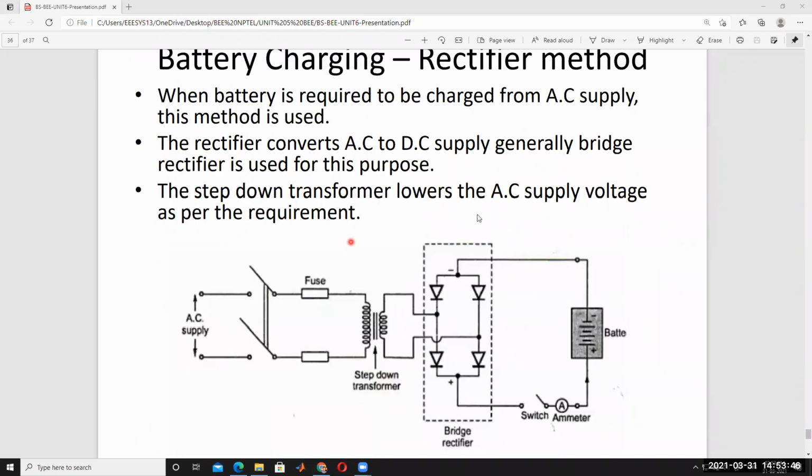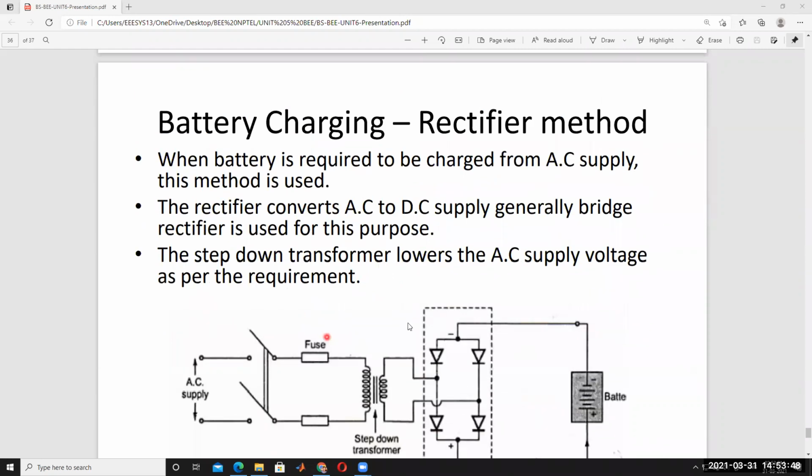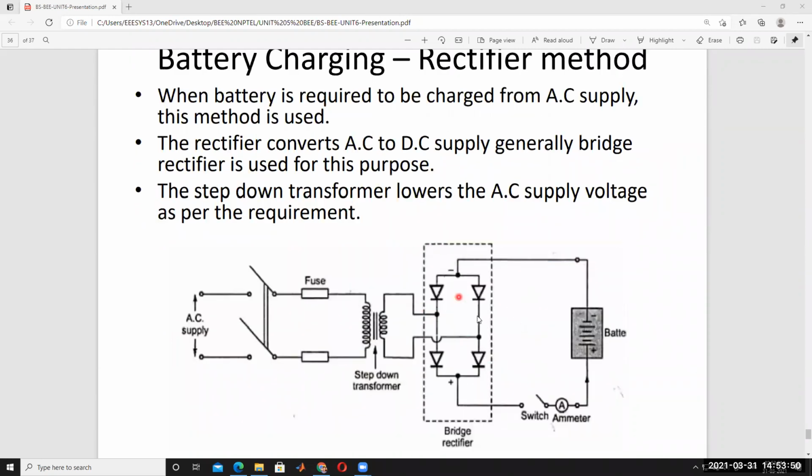Battery charging by using the rectifier method. We already studied rectifiers at the intermediate level. It is an AC to DC converter, and after converting like that, it is connected to the battery, just like our mobile battery. This is called a charger. This is called a bridge rectifier, converting AC to DC.